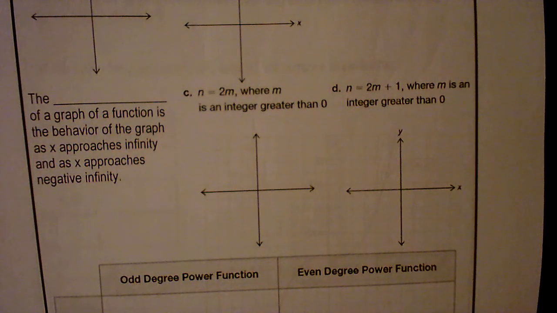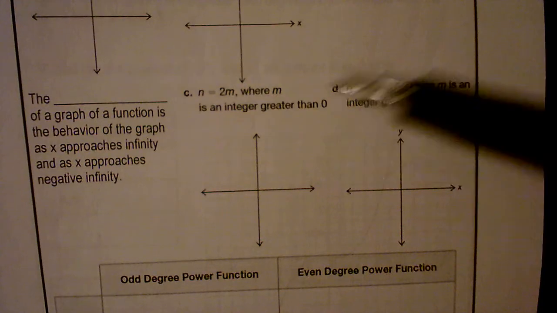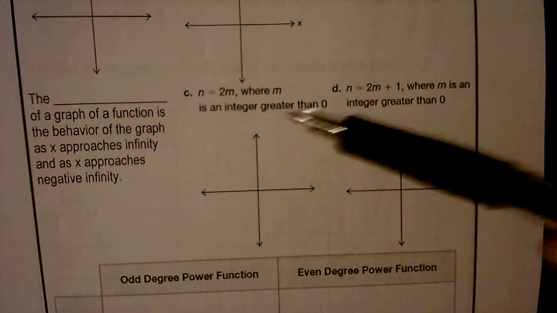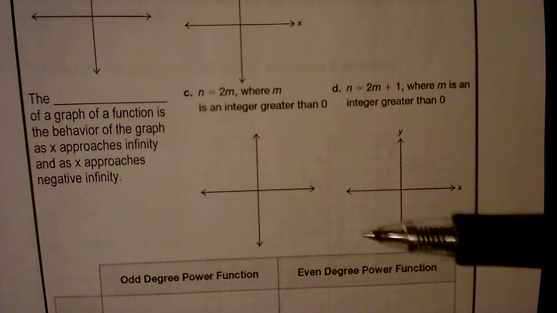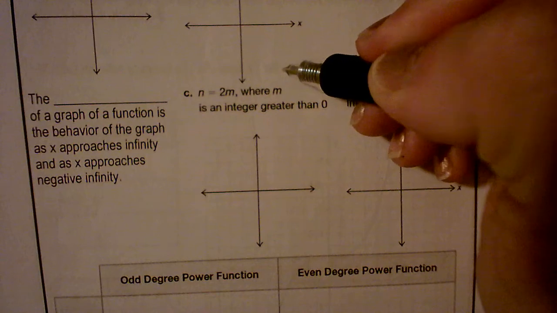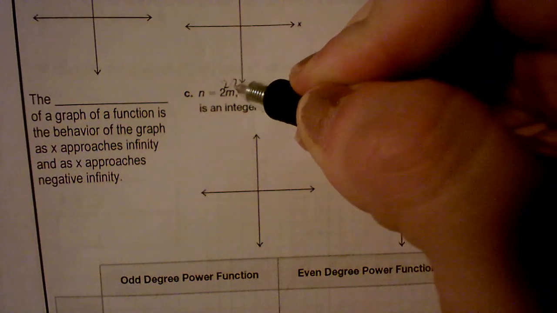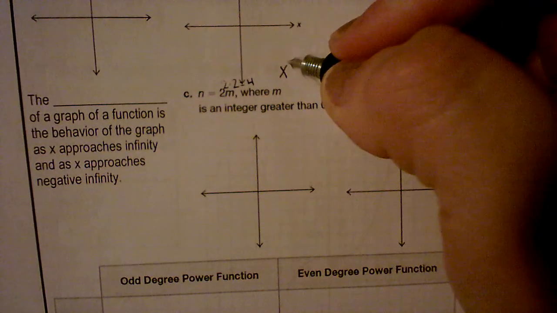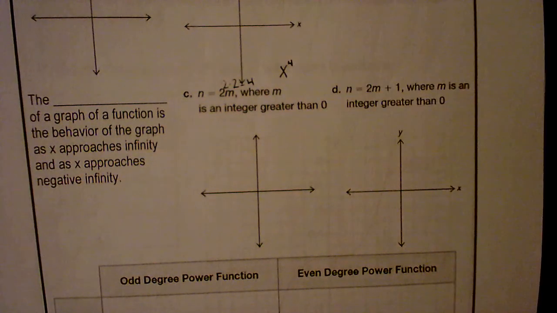Alright, let's go ahead and look at 2C and D together. I just want to do a for instance with you guys. So this is saying where n is 2m, where m is an integer greater than 0. So an integer greater than 0 is going to be like 2. Okay, so if we plugged in 2 here, 2 times 2 would get us 4. So it would be graphing x to the 4th. Now we know what that's going to look like.